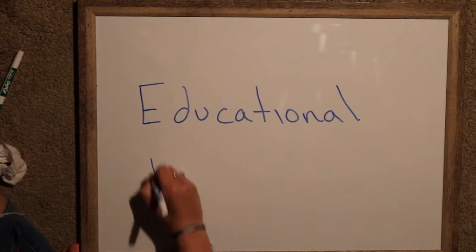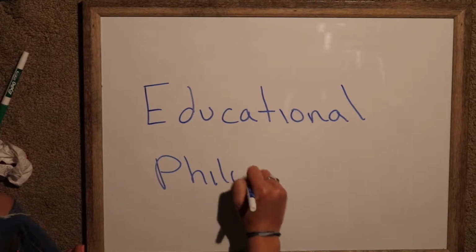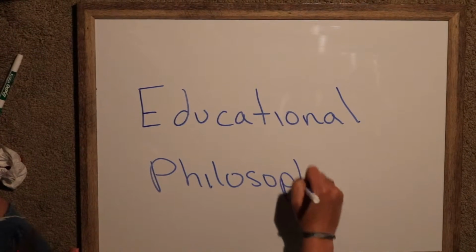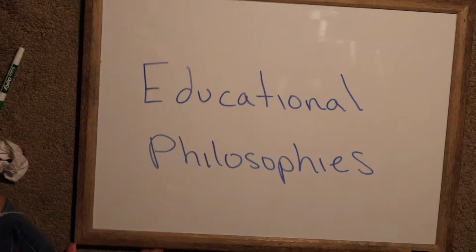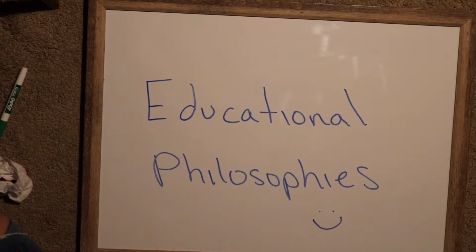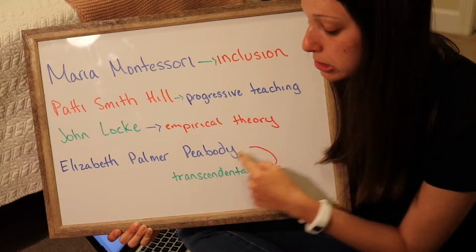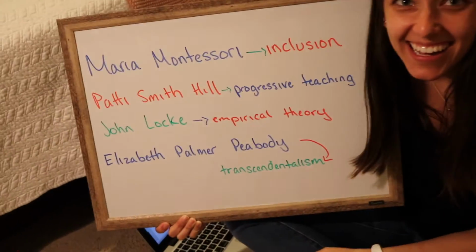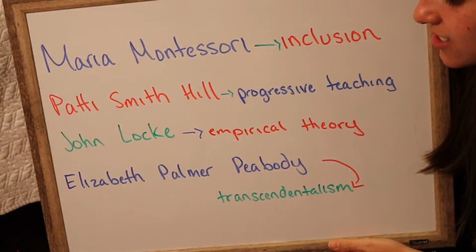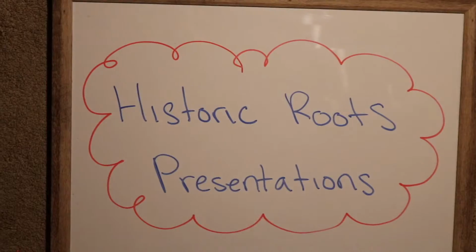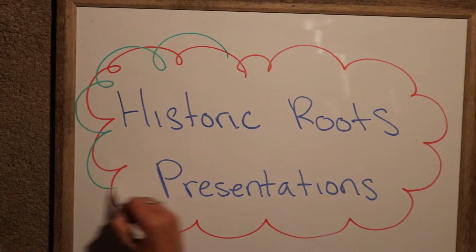This course introduced me to people who played an important role in creating and developing the early childhood education system. We learned about Maria Montessori, Patty Smith Hill, John Locke, Elizabeth Palmer Peabody, and many more. I liked that this aspect of the class was presented to us by other students. Each historical roots presentation was different from another, and they all provided the class with adequate information.